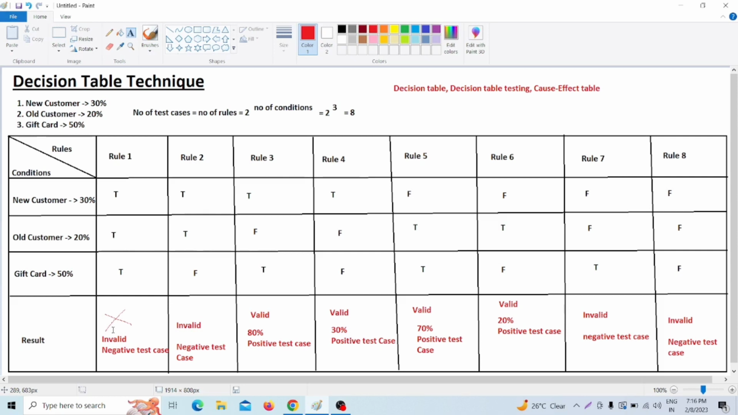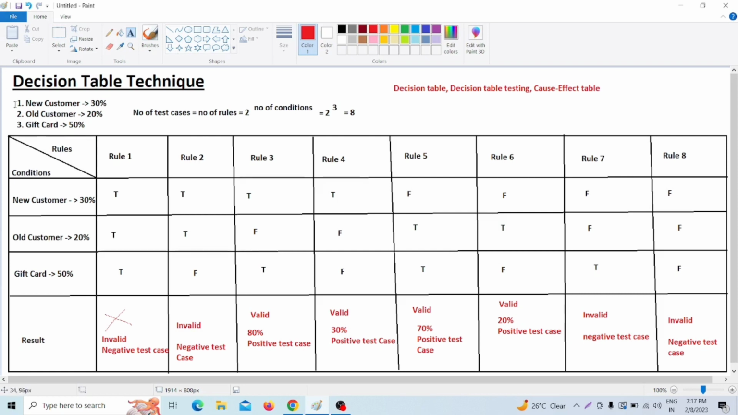And what is the disadvantage of the decision table technique? Suppose there are 10 conditions. That means the test cases will be 2 to the power 10. So lots of diagram, a long diagram we have to draw. So there are some complexities. If the conditions increase, then the complexity will increase. So that is a disadvantage.